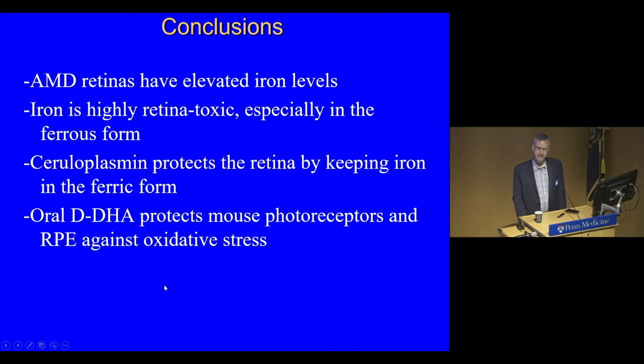So in conclusion, macular degeneration retinas have elevated iron levels. The iron is highly retinotoxic, especially in the ferrous form. Ceruloplasmin protects the retina by keeping iron in the ferric form. So low ceruloplasmin might be a factor that contributes to retinal disease. And oral deuterated DHA protects mouse photoreceptors and RPE against oxidative stress. And we're hopeful that we can move this into a clinical trial soon for retinal diseases that involve oxidative stress, which is most of them.